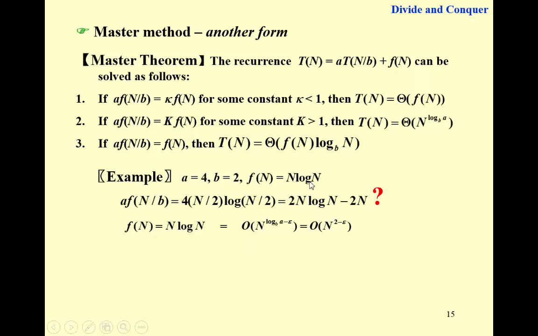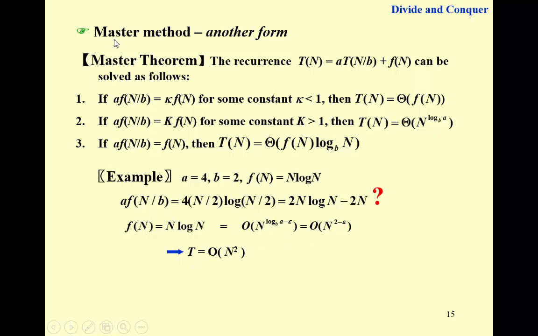Which means this case fits into the first case of the previous master theorem. And the conclusion will be what? This term is larger than f of n, and therefore the final conclusion will be big O of this term, which is big O of n squared. So this is one example to show you that there are some cases that are not covered by this form of the master theorem, but can actually be solved by the previous form of the master theorem.